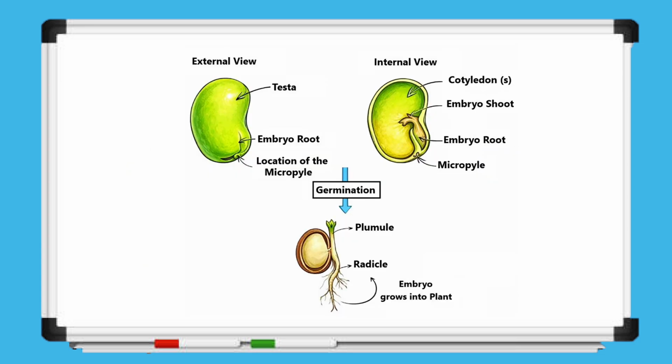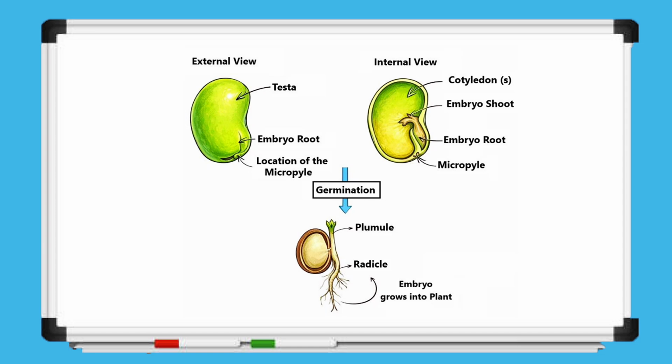The general structure of a seed can be understood by observing both its external and internal parts. A seed is a specialized, dormant structure that contains a young plant called the embryo and stored food. It is protected by a tough outer covering and remains inactive until suitable environmental conditions allow it to grow into a new plant. In the external view, the seed is covered by a protective layer called the testa, or seed coat. This tough outer covering protects the delicate embryo from mechanical damage, pathogens, and drying out.